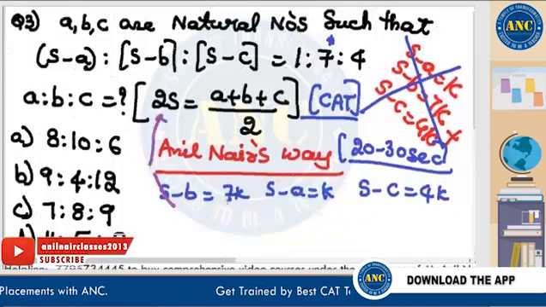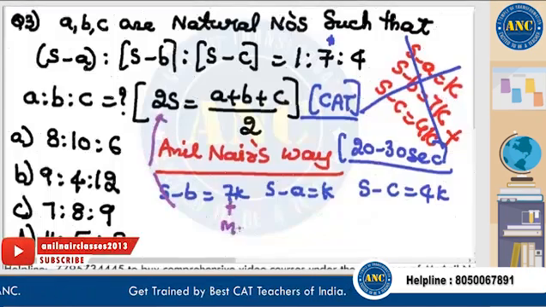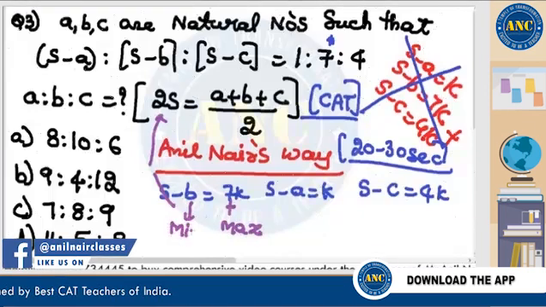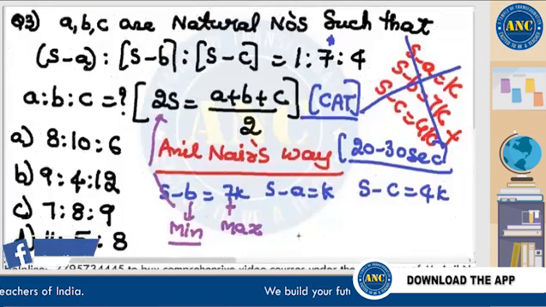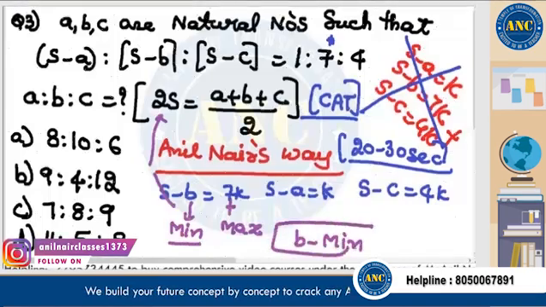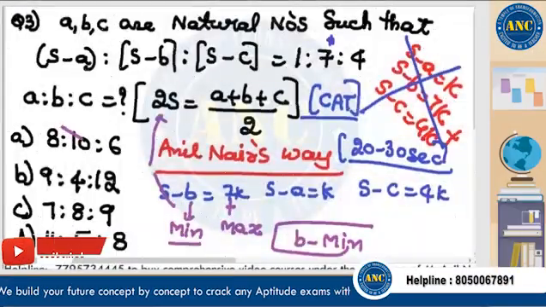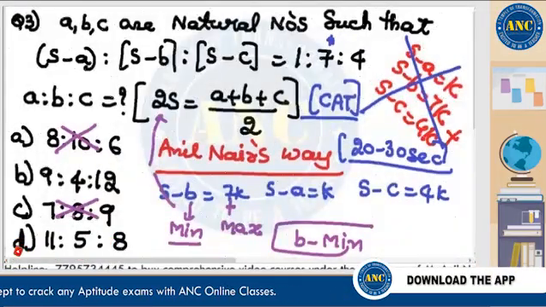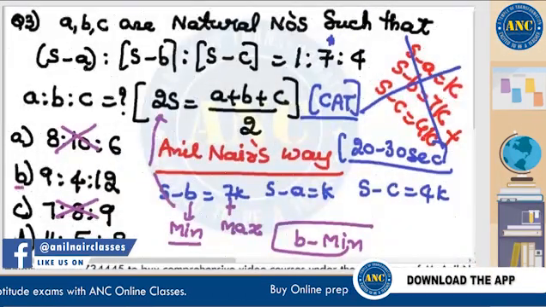This is the definition. This is maximum. If it is maximum, B is preceded by a negative sign, so B will be minimum. That means B value should be minimum in the ratio. B is maximum here, B is not the minimum. So there are two options, this one and this one.